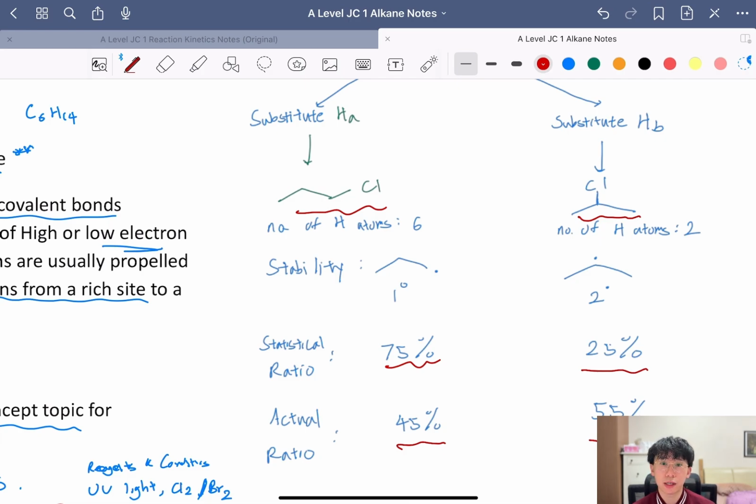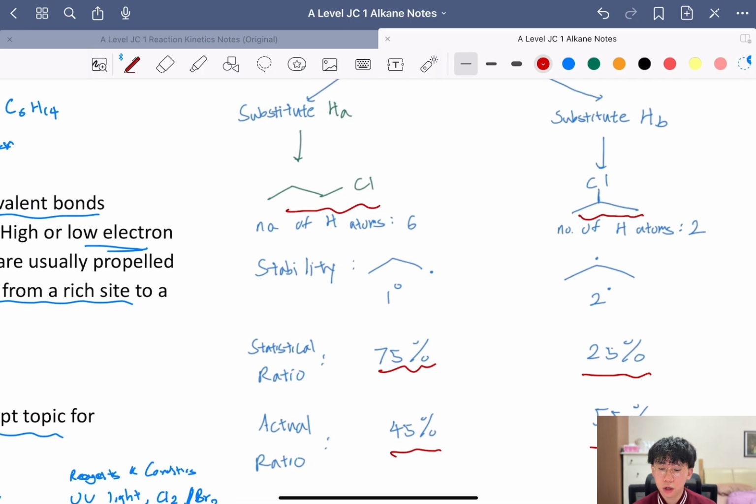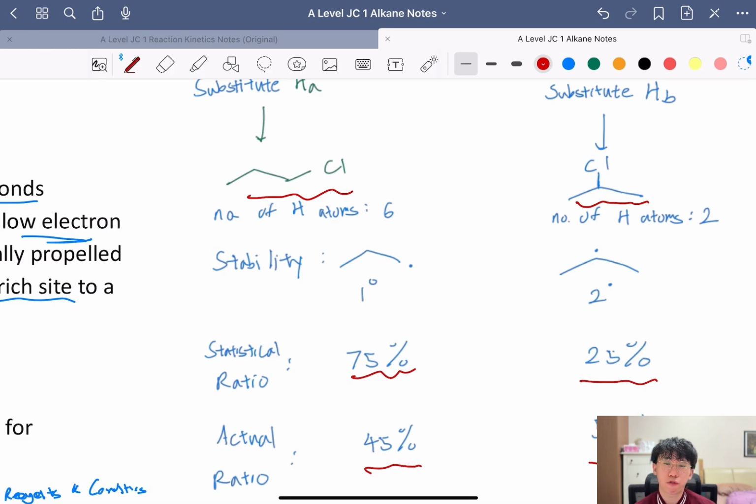And this is because of the stability. As I mentioned just now, stability plays a hugely important role. Now, we see that the radical formed from the reaction to form 1-chloropropane is this radical over here, whereas the other one to form 2-chloropropane is this radical over here.